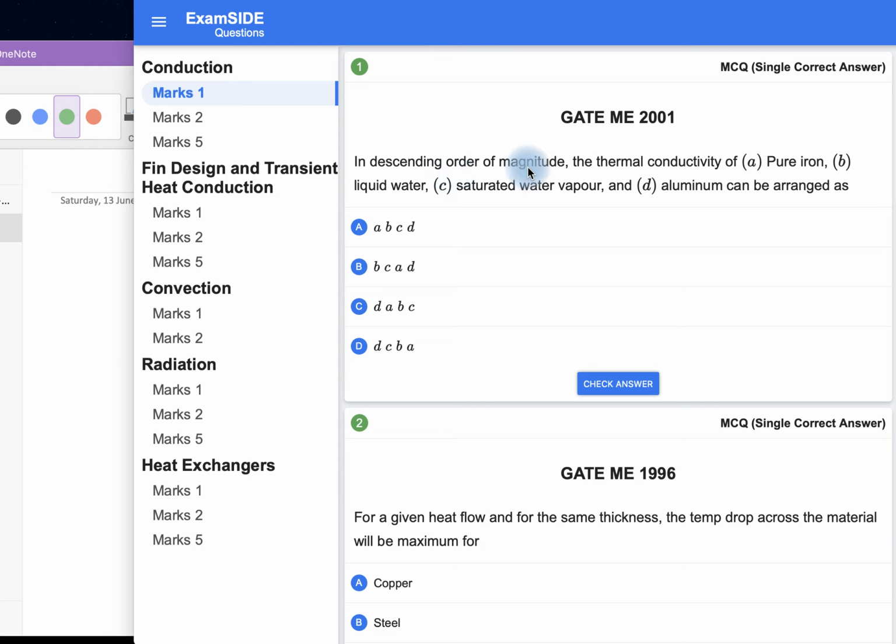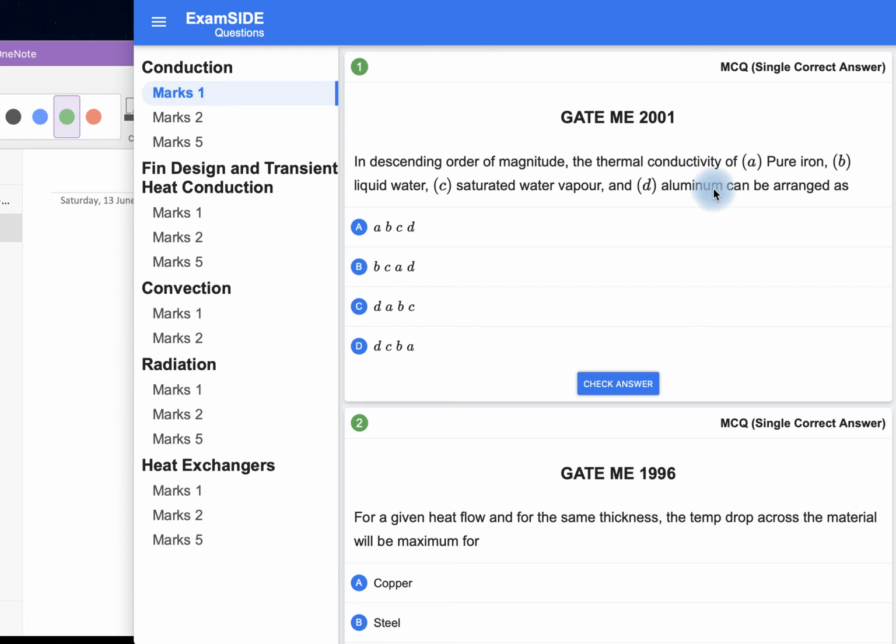So in descending order of magnitude, the thermal conductivity of pure iron, liquid water, saturated water vapor, and medium can be arranged as. So we know saturated water vapor is a gas, so its conductivity will be very less. So answer C, it should be in the last. So the correct option is C.